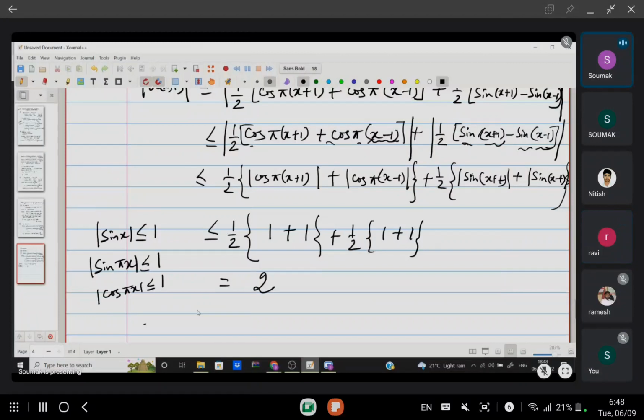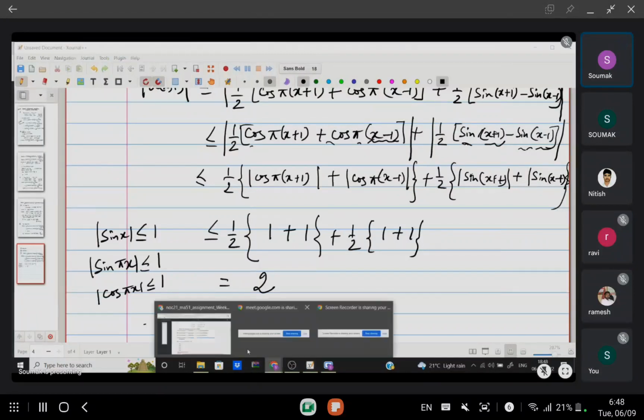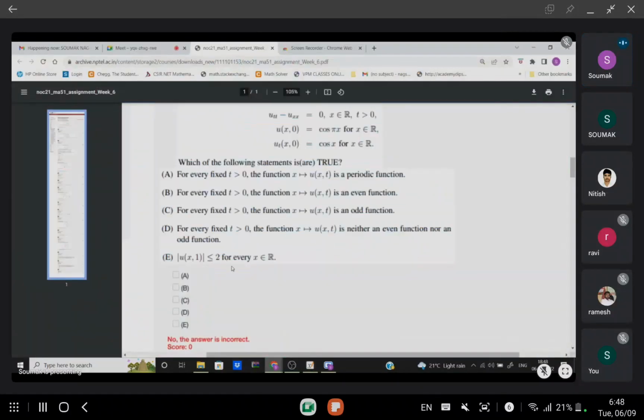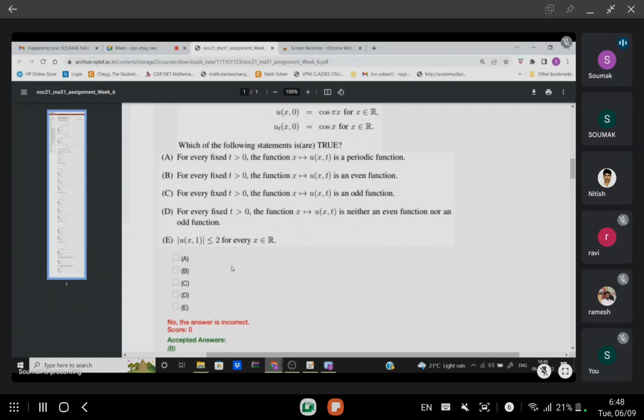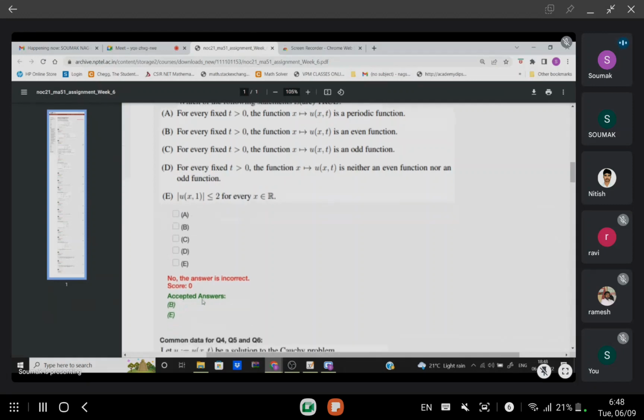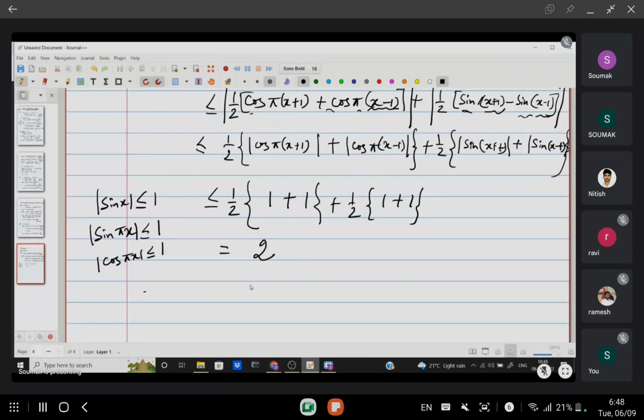Yeah. So let me check the answer. Let me check the option. Mod of 0 is less than or equal to 2. So option E is correct, right? Yes, sir. Is it okay? So options B and E are correct. Just check the accepted answer of B and E. So option E is true. Correct means true. Option E true. Okay, so any question up to this?